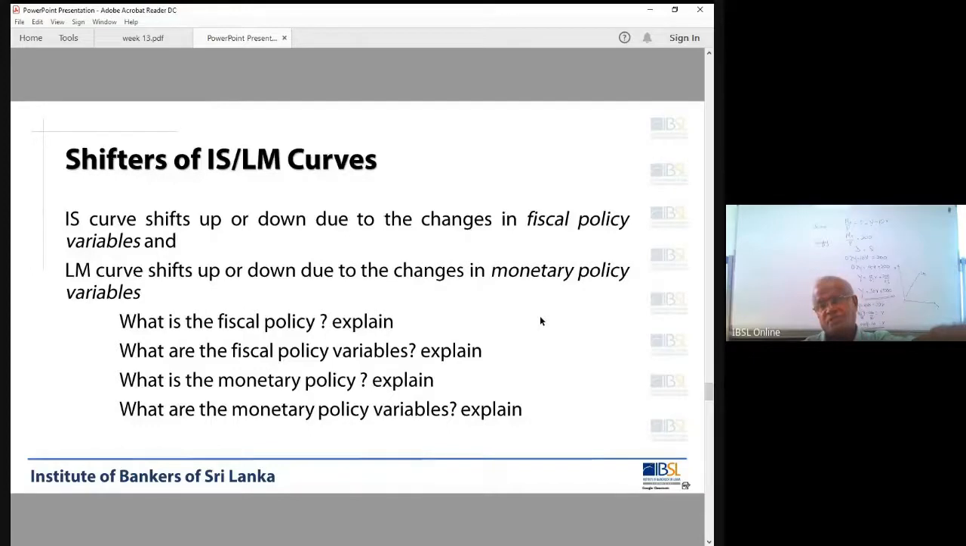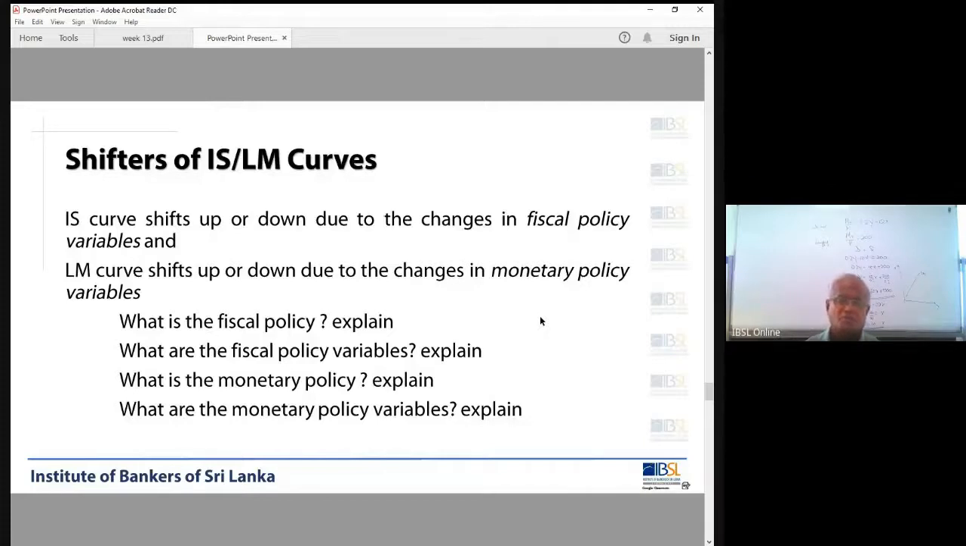The IS curve shifts, GDP increases, and the interest rate increases. Then the relationship between government employment policy and GDP: GDP definitely increases. Why is that? Demand increases, as a result supply increases, and GDP increases.